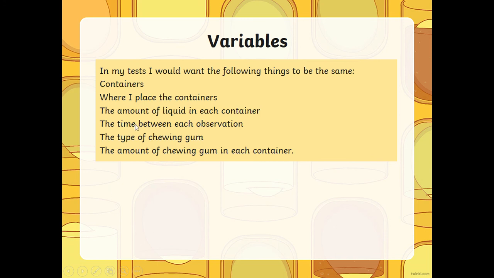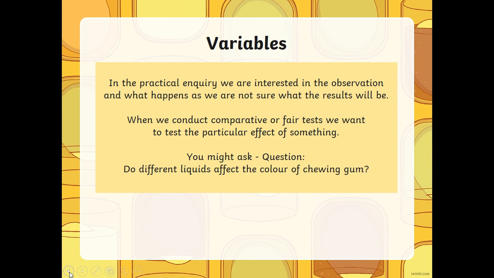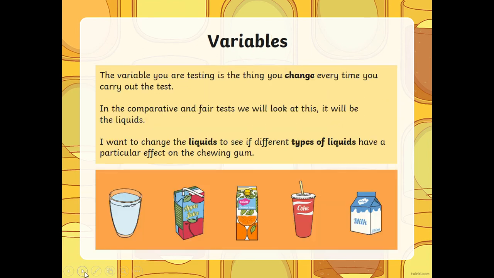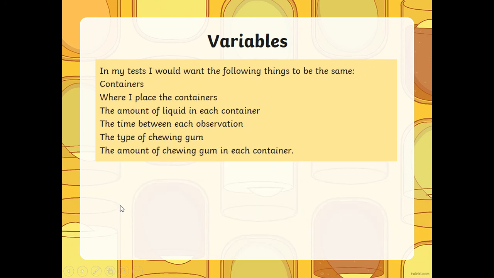So in my test then, if I was answering that question, where were we? So do different liquids affect the colour of chewing gum? So I'm changing the liquids. That's my variable. The liquids are changing. So the things that I would want to keep the same are the containers, because I'm not comparing those. I don't want to see the effect of the containers. Where I put the containers, they'd have to all be put in the same place.